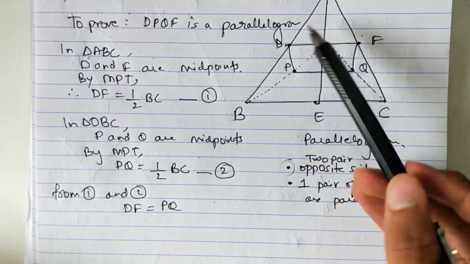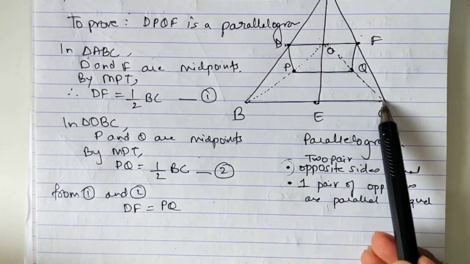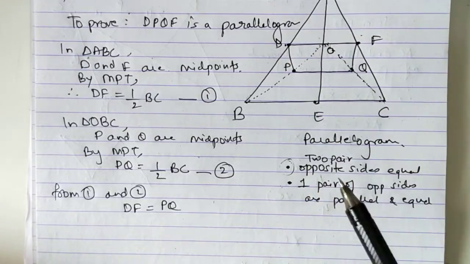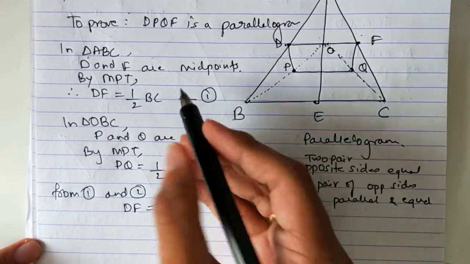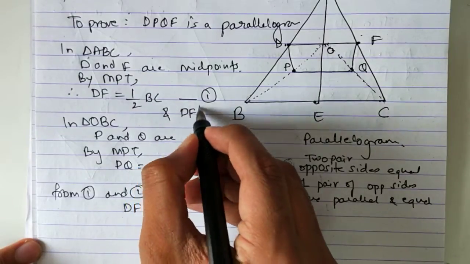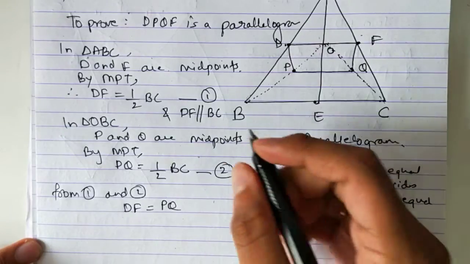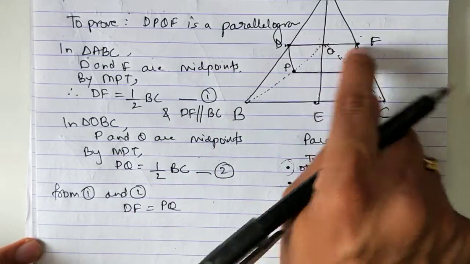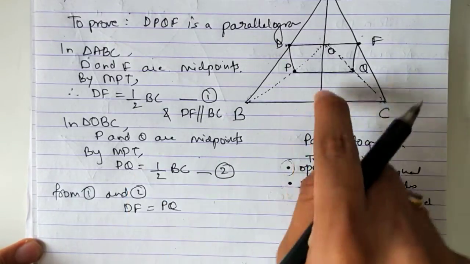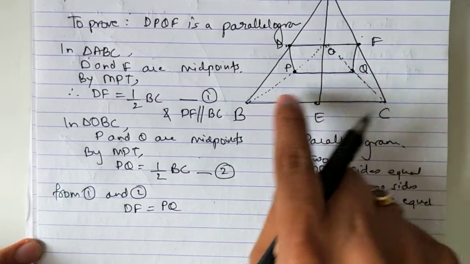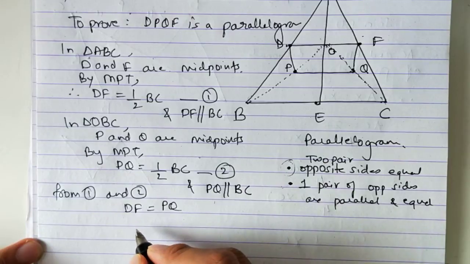See, in this bigger triangle, this DF was half of BC and DF is also parallel to BC, correct? So here D and F are midpoints, DF is half of BC, and right here DF is parallel to BC. So thus I'm reducing the sum. In the first case DF is half of BC and DF is parallel to BC. In the second case PQ is half of BC and PQ is parallel to BC.